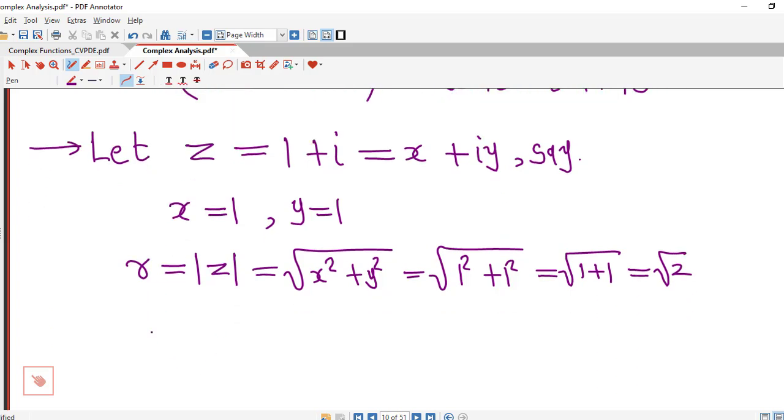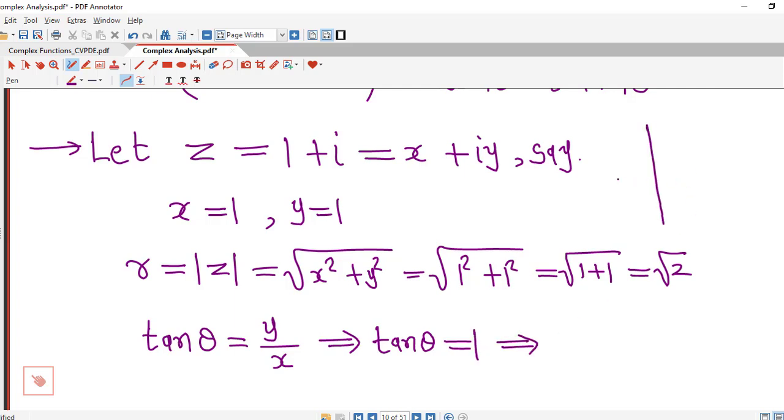If we are interested in the argument of this 1 plus i, we use the formula tan theta equal to y by x. Now x and y both are 1, so we have tan theta equal to 1. Our complex number 1 plus i is in the first quadrant, so theta is the angle in the first quadrant for which tan theta is 1, and we consider theta equal to pi by 4.